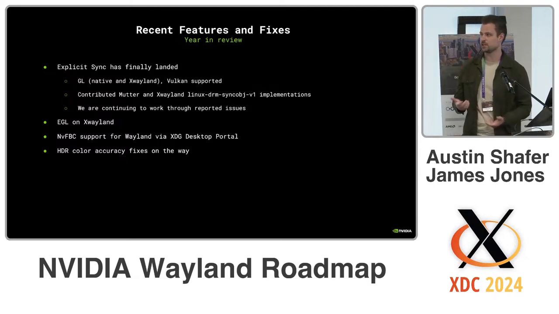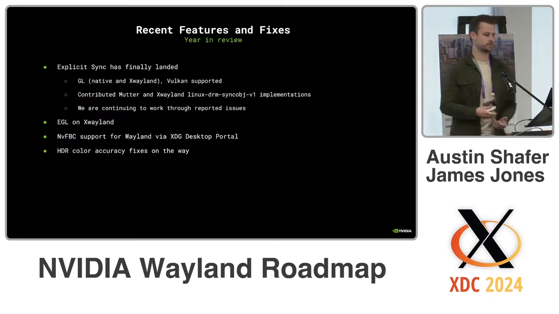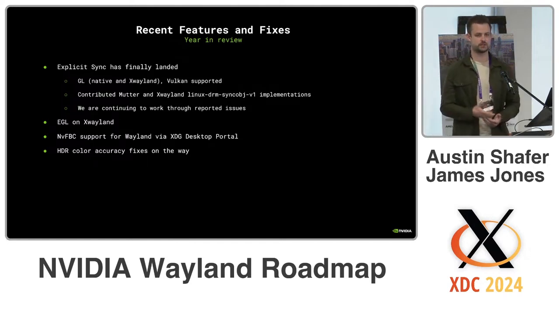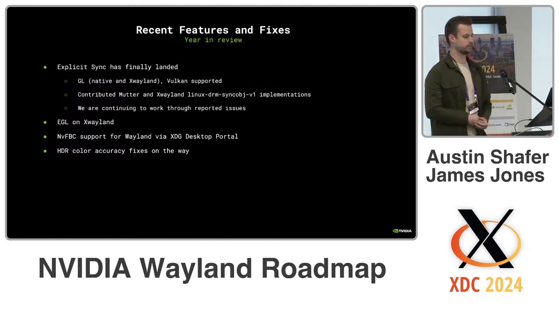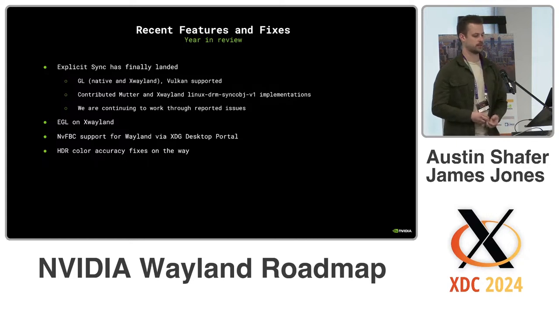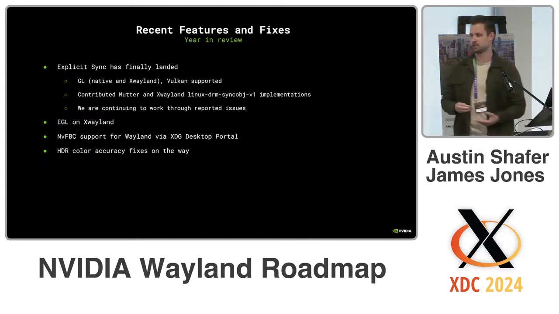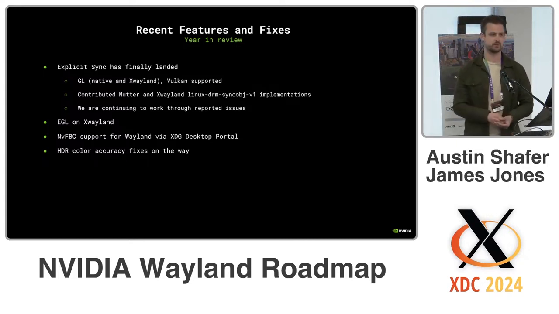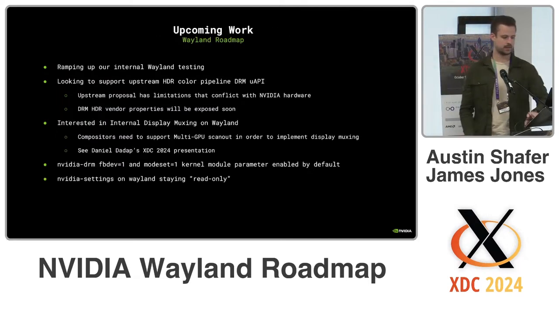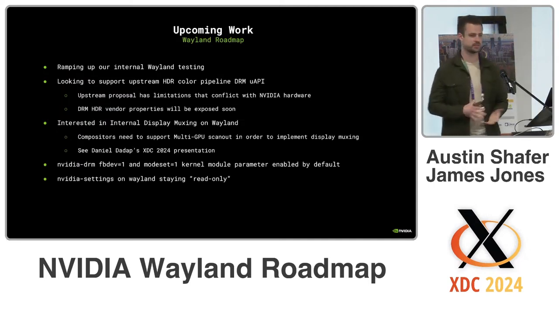We also enabled EGL on Wayland. We've obviously had GLX and Vulkan for a while, so this is clearly another missing piece. And NVFBC, the NVIDIA frame buffer capture library, we have support for that on Wayland. Essentially, this is a fancy way of saying an NVFBC backend for PipeWire. And lastly, just some HDR color accuracy fixes. I mention this one because a lot of users have complained about this. There are a lot of faded color reports, so we're excited that's coming. And just to quickly summarize some upcoming stuff that's relevant to people here.